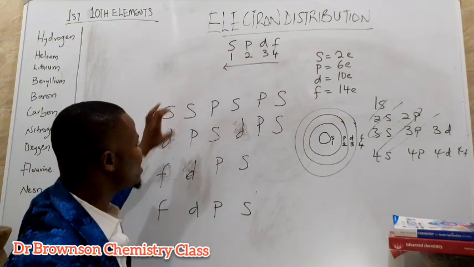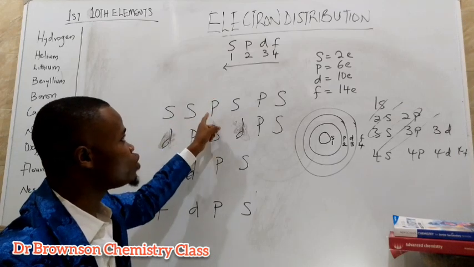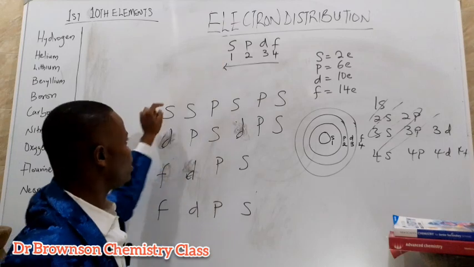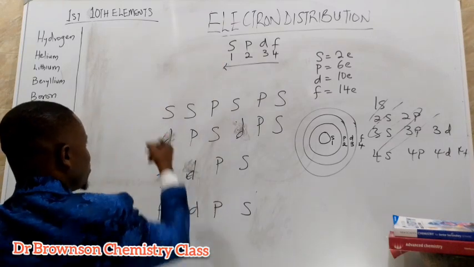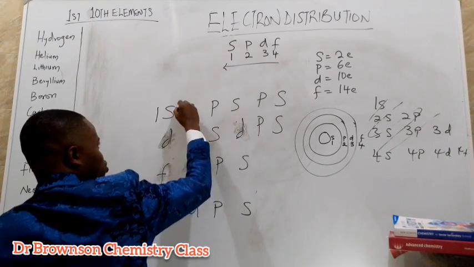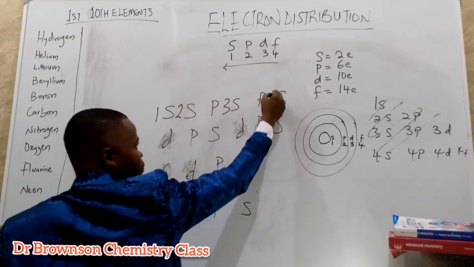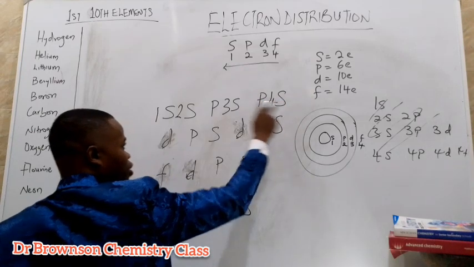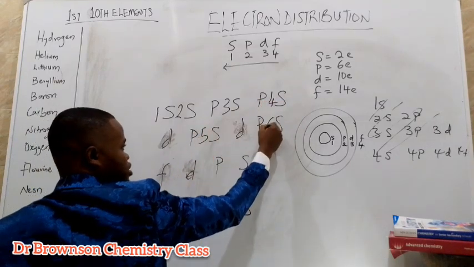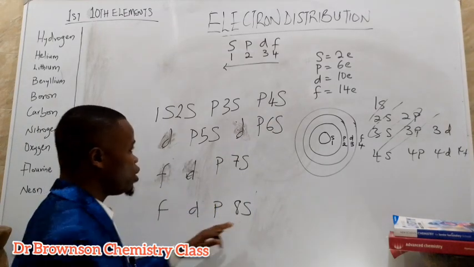Now you put each orbital starting with its numbering. So this is S, so we have S here to be 1, because it's starting with 1. 2, this is another S, 3, 4. You number all the S first: 4, 5, 6, 7, and 8. So we are done with the S.